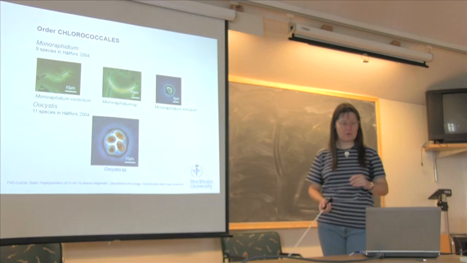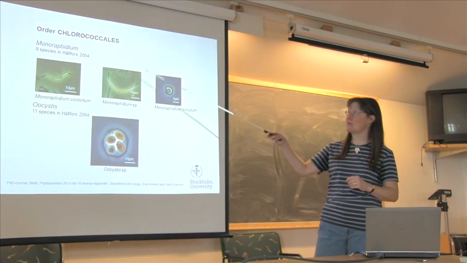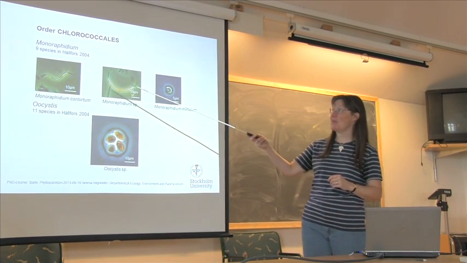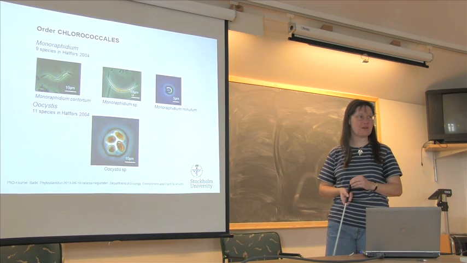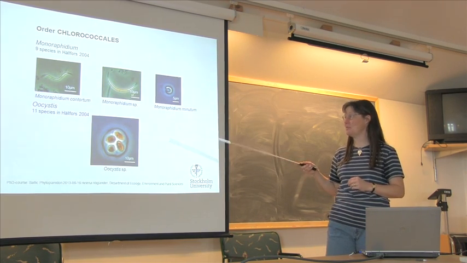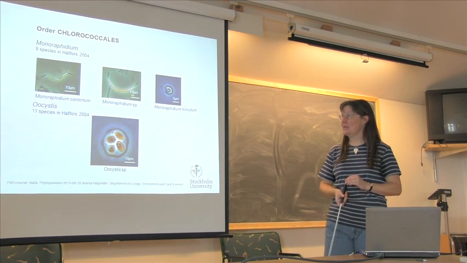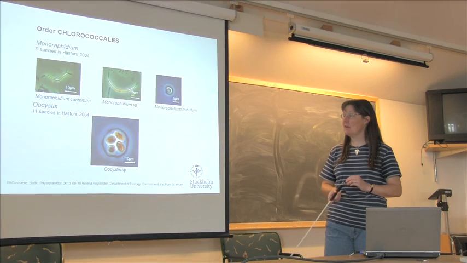Another group that can occur in the Baltic is Monoraphidium, and they can occur in the whole Baltic, for example Monoraphidium contortum. And these are more common in, yes, Monoraphidium minutum. Actually I want to call it cf. Monoraphidium minutum, because after that lecture we had a couple of years ago, I'm not sure if it's Monoraphidium minutum anymore, but at least it's that genus.